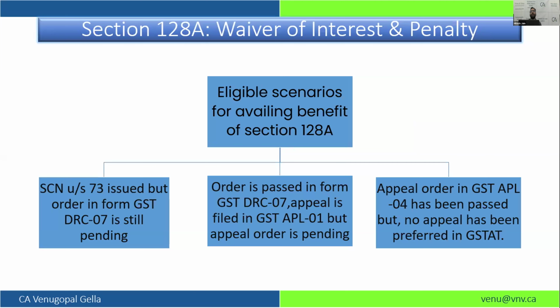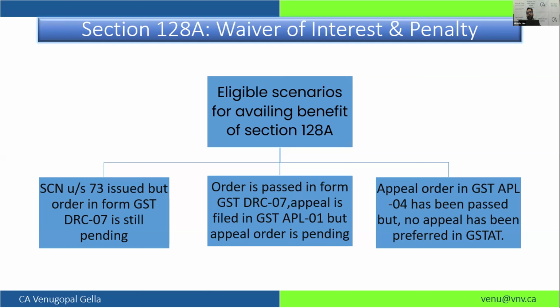Now, what are the scenarios which are eligible for claiming benefit of Section 128A? Suppose a show cause notice has been issued to you under Section 73 for any of the financial years 17-18, 18-19 or 19-20, and interest and penalty has been demanded in the show cause notice, but the order in DRC 07 has not yet been passed.